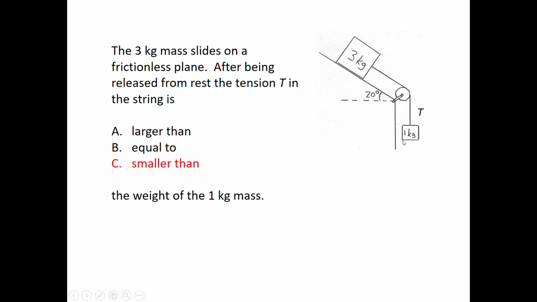And if it's going to be accelerating downward, that means the net force on this object has to be in the downward direction. And there are two forces, the tension and the weight force. If the net force is down, the weight force has got to win out over the tension or be bigger than the tension in magnitude. So the weight force has to be bigger than the tension, or the way this is phrased, the tension is smaller than the weight of the 1 kilogram mass.